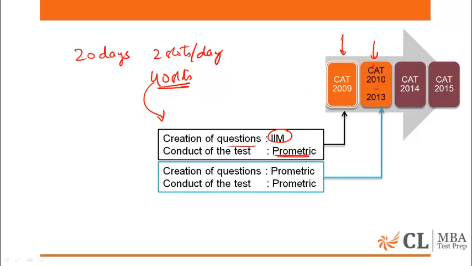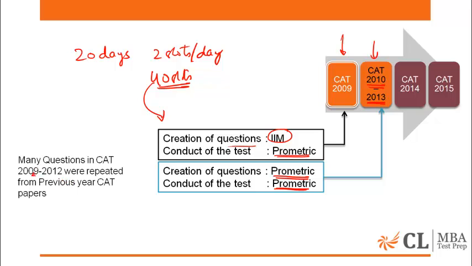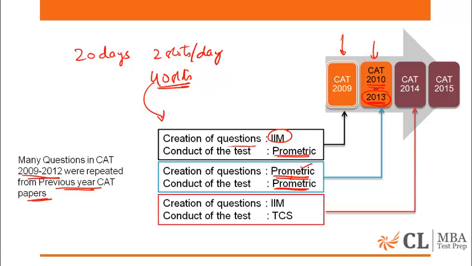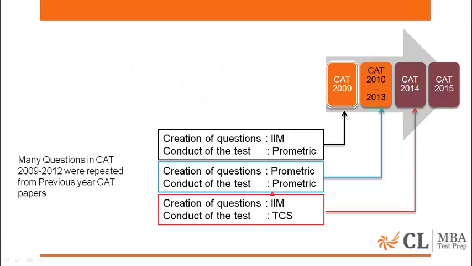And the same continues from 2010 to 2013. The questions were created by Prometric. The test was conducted by Prometric. Many questions between those years were from previous CAT years' papers, about 2012. 2013 is exactly when it was a new set of questions, but the questions were created by Prometric. But that changed in 2014, because in 2014 IIM took back the responsibility of creating the questions and gave the conduct of the test to TCS.